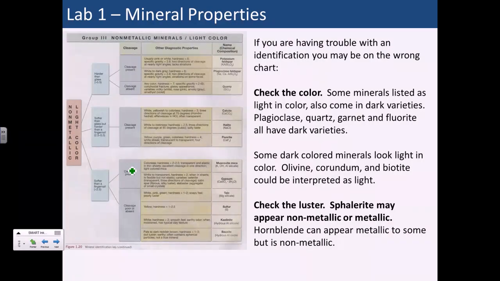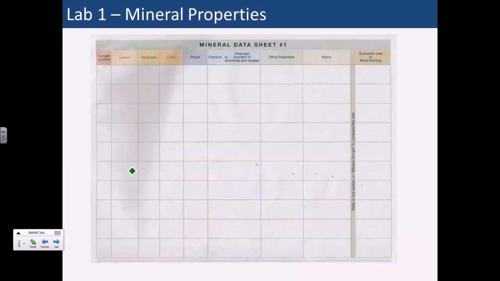And we have one more chart for light colored minerals. Okay, you're going to fill in something that looks like this, your data sheet. So for each of these, luster, hardness, color, streak, those are all properties that you know of. Cleavage, you want to give the number and the direction and the angle, so be as precise as possible. And then you'll have other properties. Other properties could be reactivity, magnetism, smell, the flexibility of the mineral. Okay, all of those are other properties. And then you'll give the mineral name.